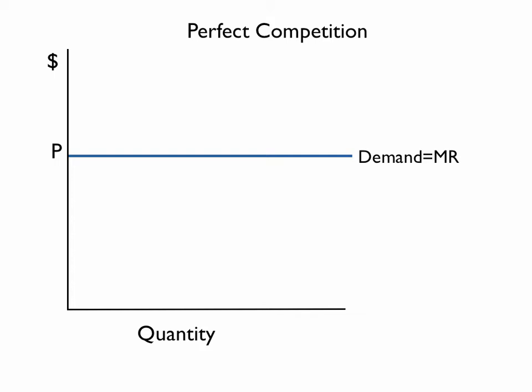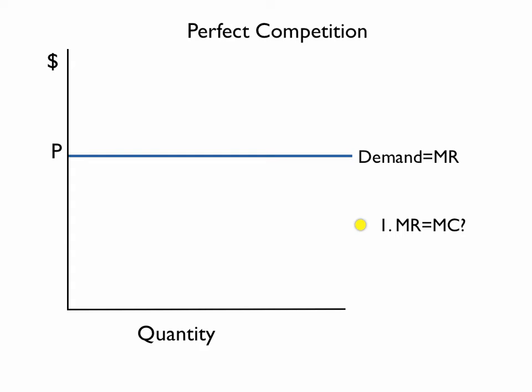This also means that the marginal revenue curve is the same as the demand curve. So price and demand and marginal revenue are all on the same line. So the first question we want to ask is, at what level should we produce to maximize profits? We always answer this question with the equation marginal revenue equals marginal cost, or MR equals MC.